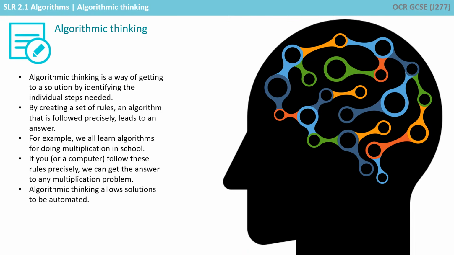Algorithmic thinking is a way of getting to a solution by identifying the individual steps that were needed, creating a set of rules called an algorithm that, if followed precisely, leads to an answer. For example, we all learn algorithms for doing multiplication at school. If you or a computer follow these rules that we're taught precisely, we can get an answer for any multiplication problem. Algorithmic thinking allows solutions to become automated.